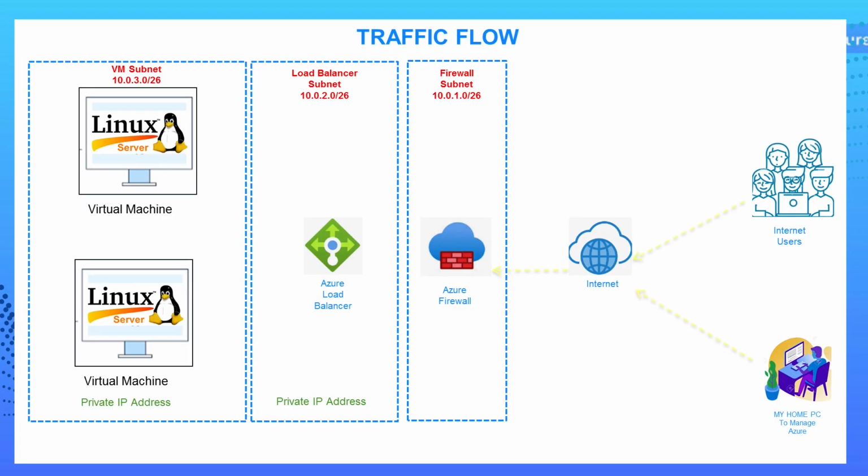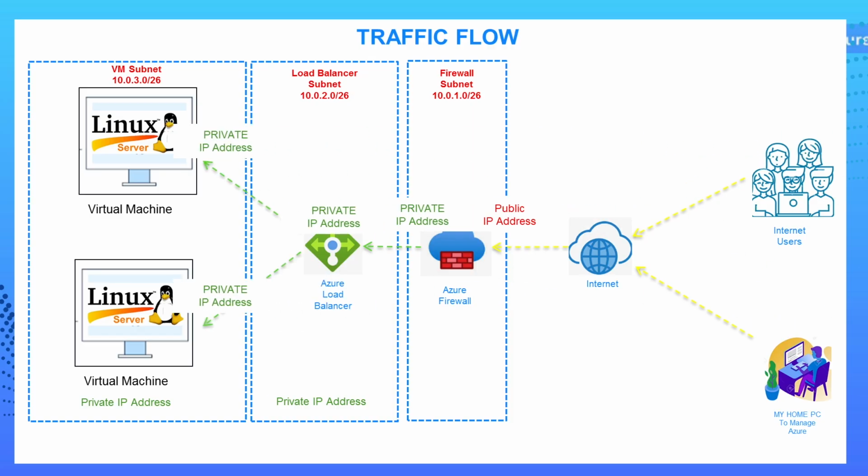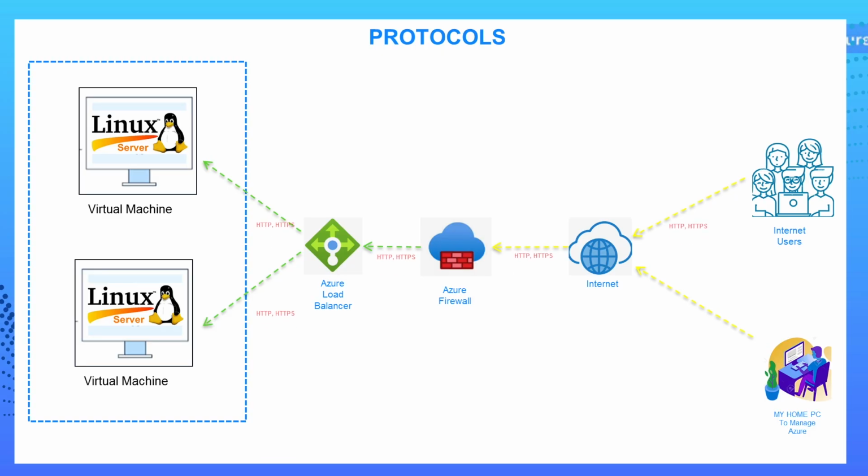Regarding the traffic flow, when a user accesses the website, they will hit the Azure Firewall's public IP address. The firewall will perform a destination network translation to the Azure Load Balancer, which will then distribute the traffic to the backend web servers. For internet users, I will only allow HTTP and HTTPS, and I will use HTTP, HTTPS, and SSH for managing the VM servers.